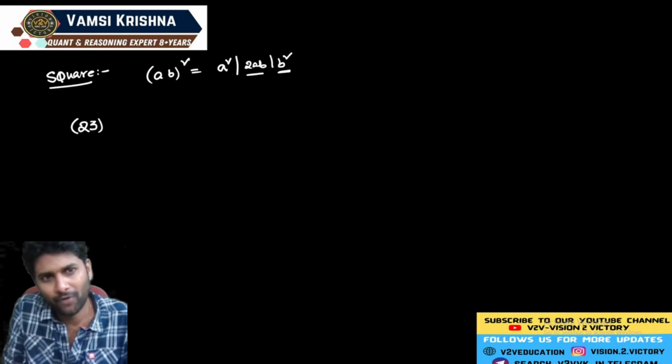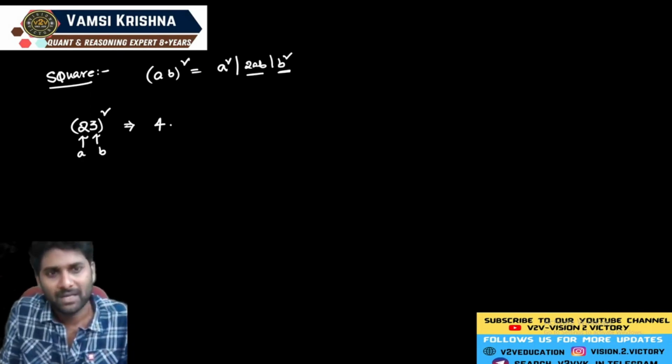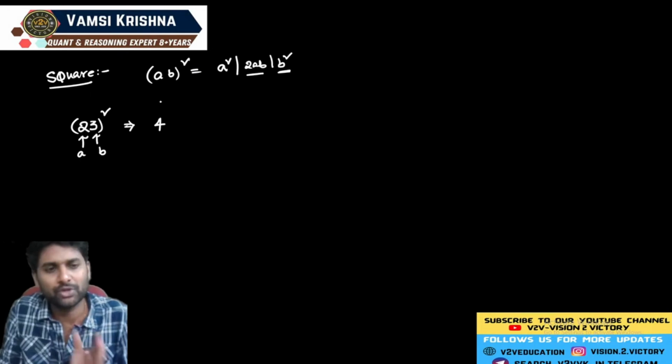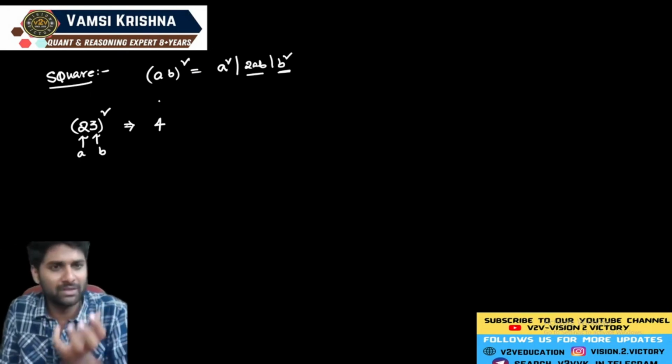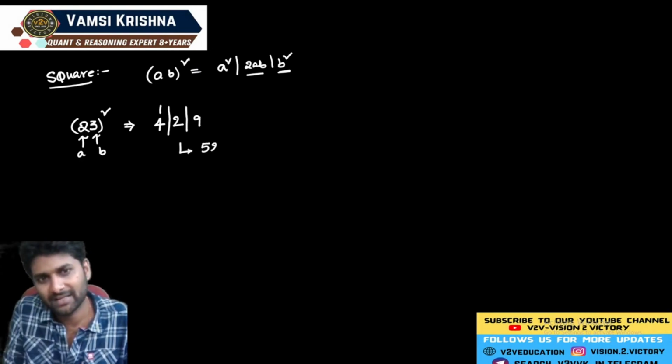What is the value of 23 square? Guys, here a is equal to 2 and b is equal to 3. Now a square: 2 square is equal to 4. Take that value as it is. Now 2ab means 2 into 2 into 3. If you multiply all these numbers, 3 twos are 6, 6 twos are 12. Take only a single digit, the remaining should be carried over, guys. Remember that. Finally, 3 threes are 9. So take a single digit only. So here the total resultant is 529.